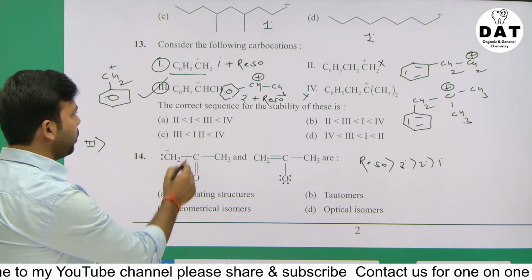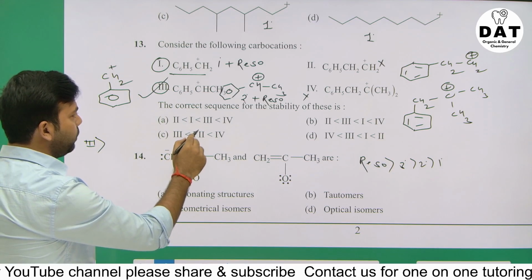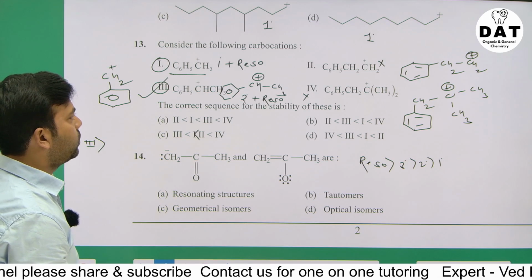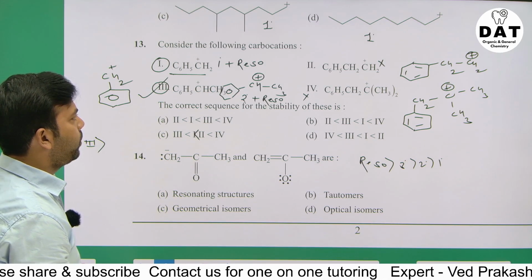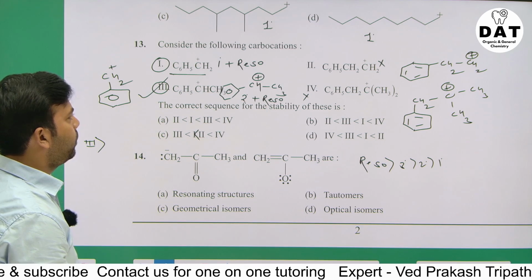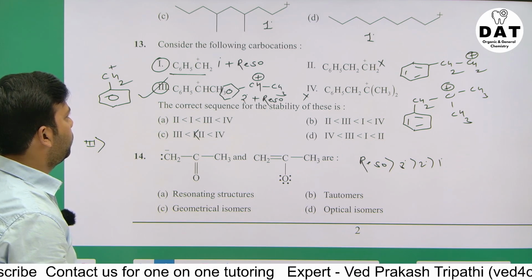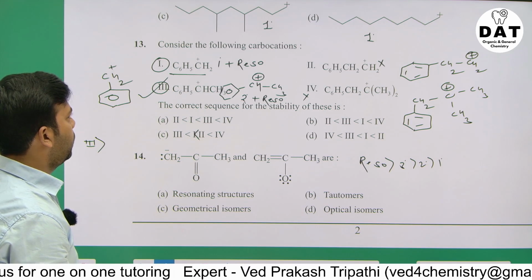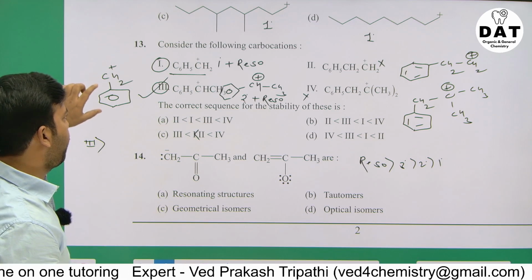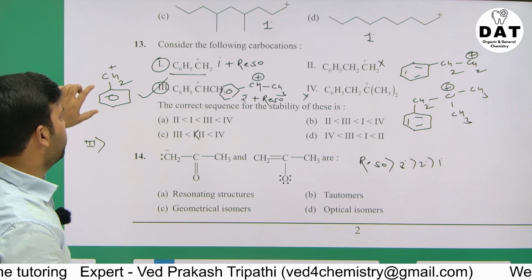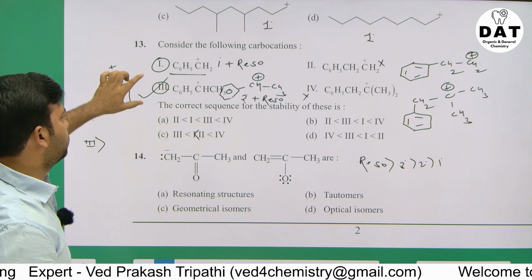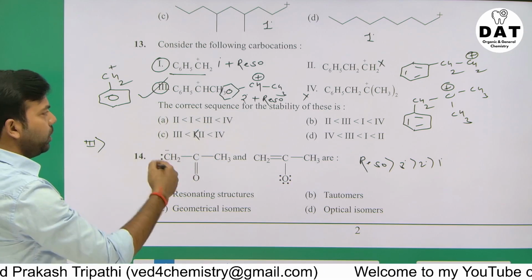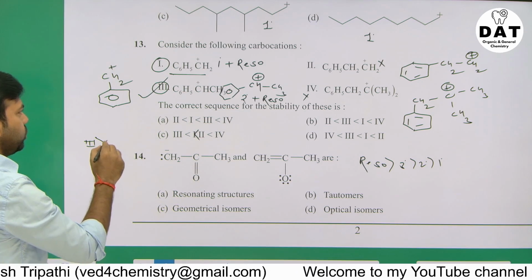Oh, there is something wrong in this case. Third, 1, 2, 4. I think the third one is the most stable. Okay. Then first. Third one is most. Don't look at the option. Maybe sometimes it can be wrong in typing. So third is my most stable.